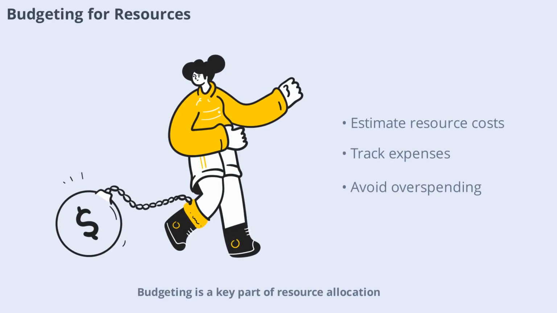Budgeting is a key part of resource allocation. By estimating costs for each resource and tracking expenses throughout the project, you can avoid overspending and ensure that funds are available when needed. Accurate budgeting also helps you make informed decisions about where to allocate resources for maximum impact.